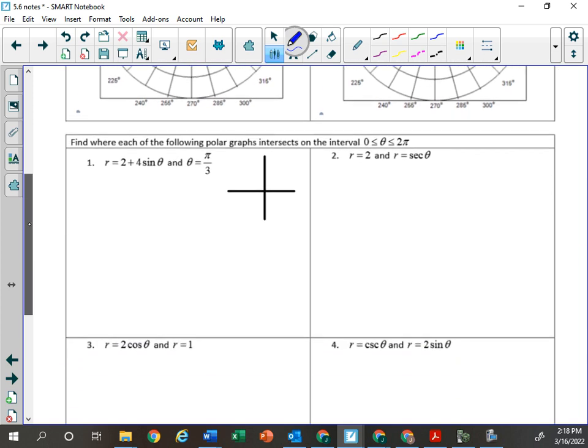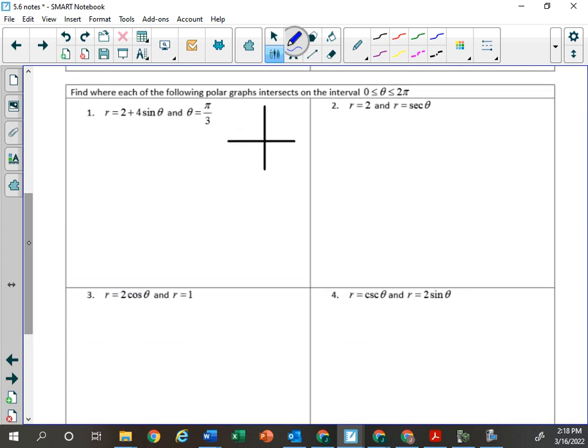All right, guys. This is the trickier part of today at the bottom here. We're skipping number 1 because it's uglier than it needs to be. So we're going to start on number 2. It says find where the polar graphs intersect on this given interval. Do you remember in Algebra 2 where you solve systems of equations and you're looking for that intersection? You could do substitution, graphically, or elimination. Elimination doesn't really work here.